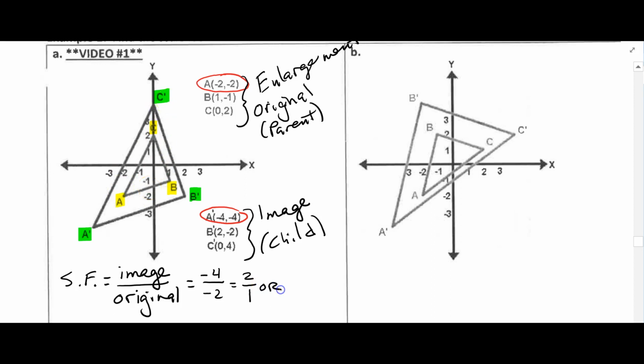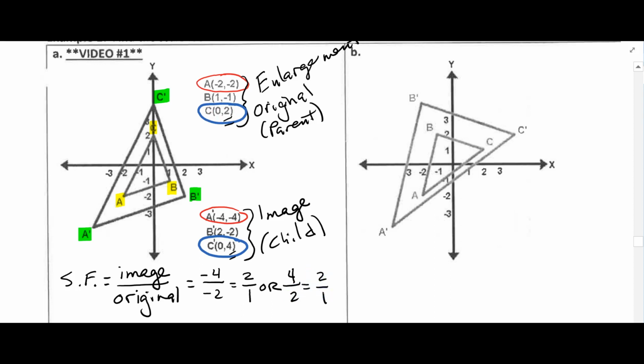All right, let's just look at one more pair of coordinates. So let's take a look at C. So here's C and here's C prime. So a coordinate for my image would be 4. I'm going to use the y coordinate this time. And that matching coordinate, the corresponding coordinate from the original, would be 2. And again, we could see this reduces to 2 over 1.